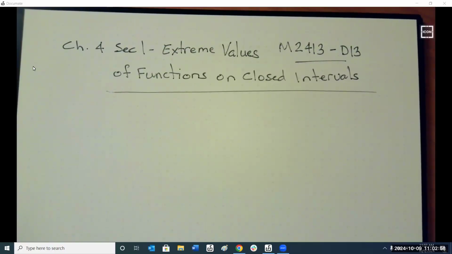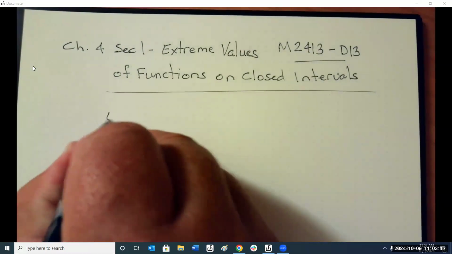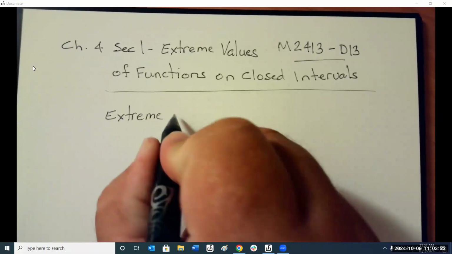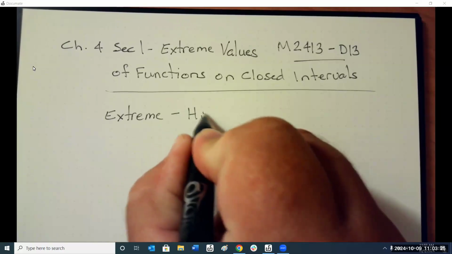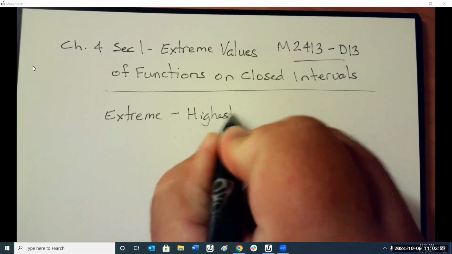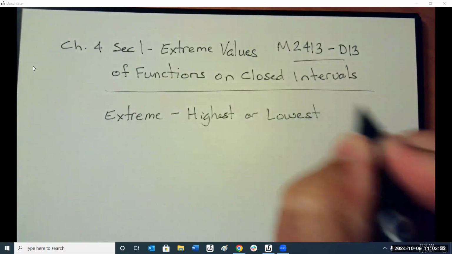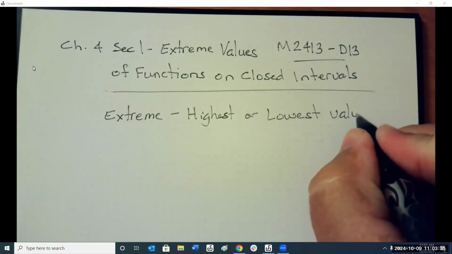We're going to start with discussing pretty much how to create the graph of a function using calculus. The first thing we're going to talk about are extreme values. When we say extreme, what we're talking about there is the highest and/or lowest values.